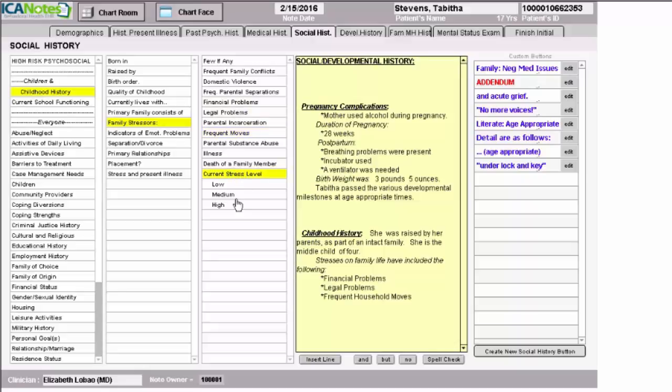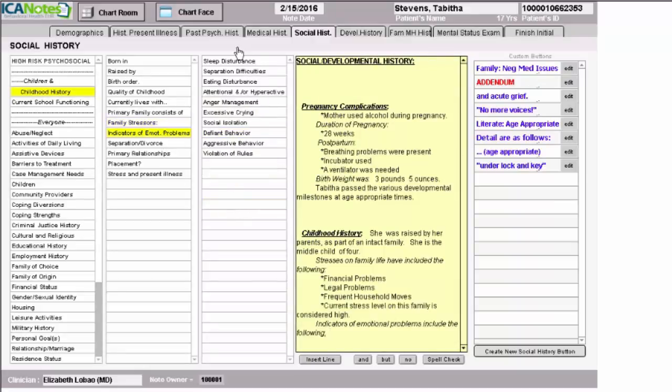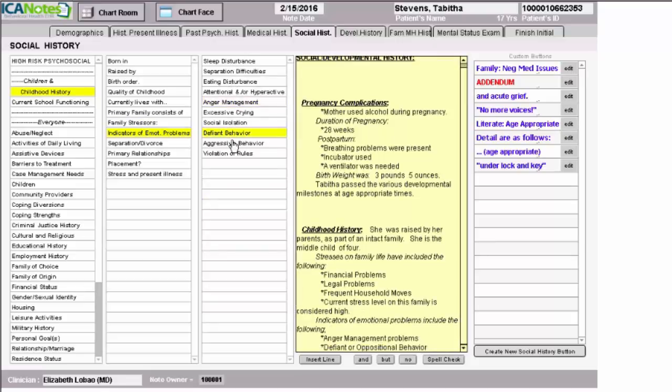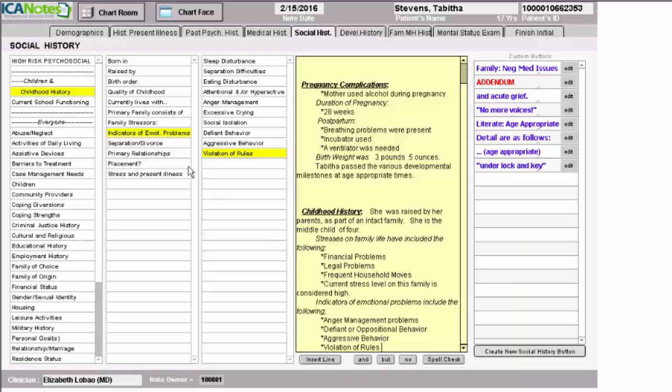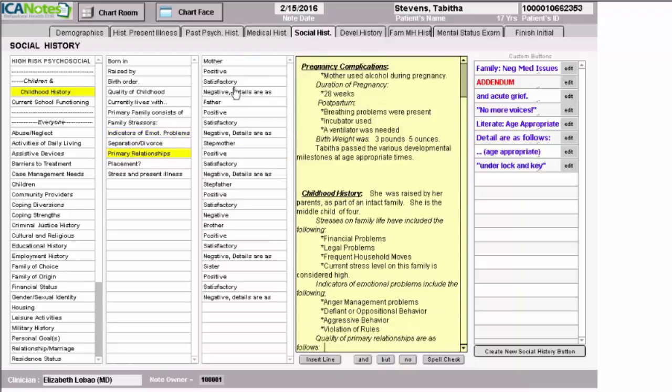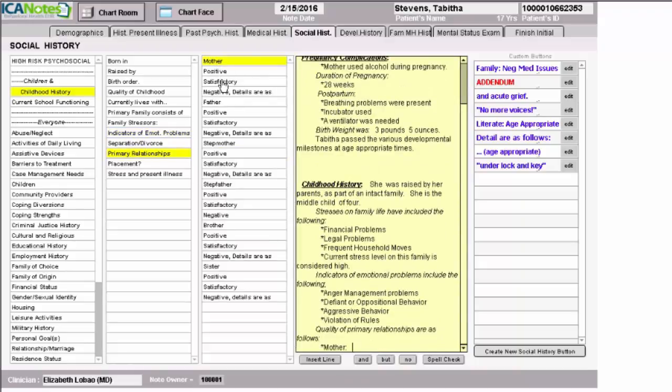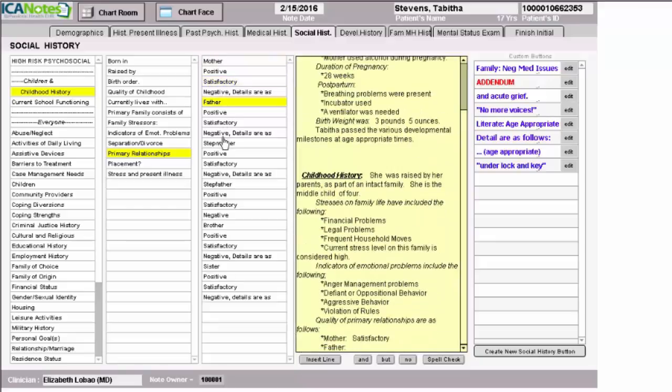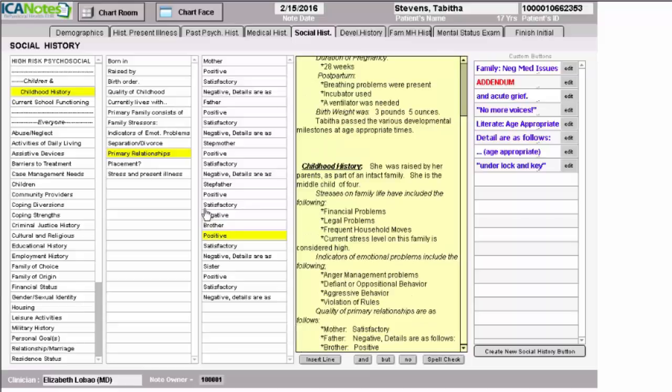The current stress level in the family is high. Are there indicators of emotional problems, anger management problems, defiant behavior, aggressive behavior, and violation of rules? Primary relationships. How does she get along with mom? Satisfactory. How does she get along with dad? Negative. How does she get along with her brother? She gets along with brother well.